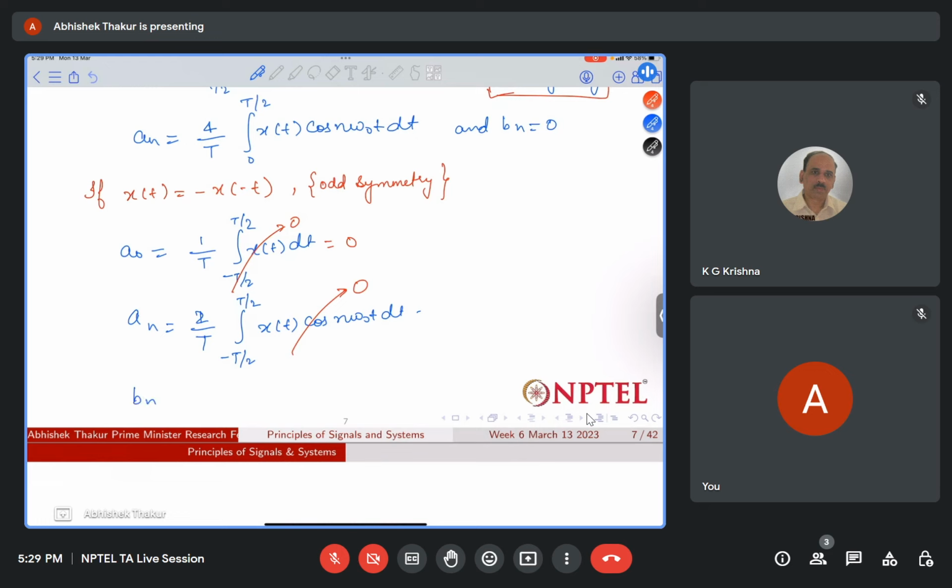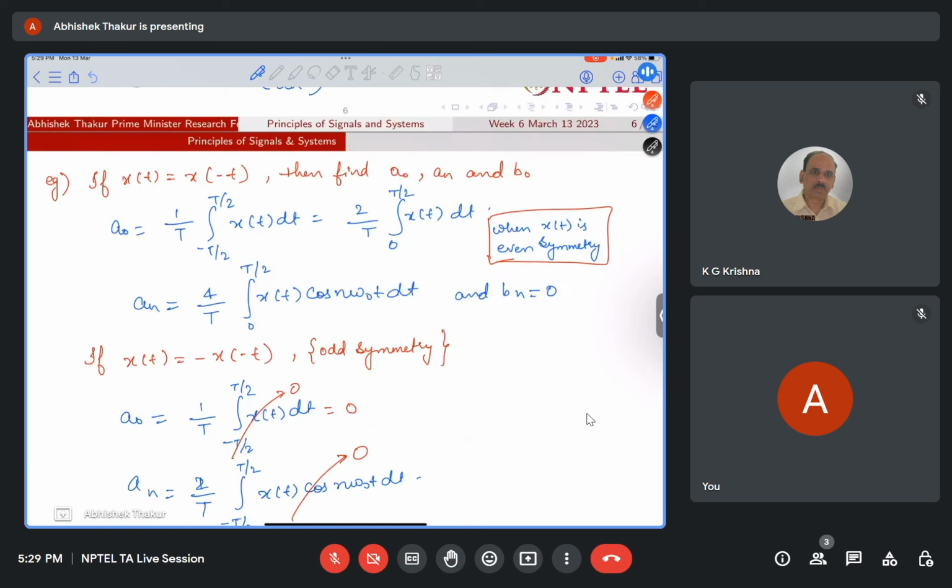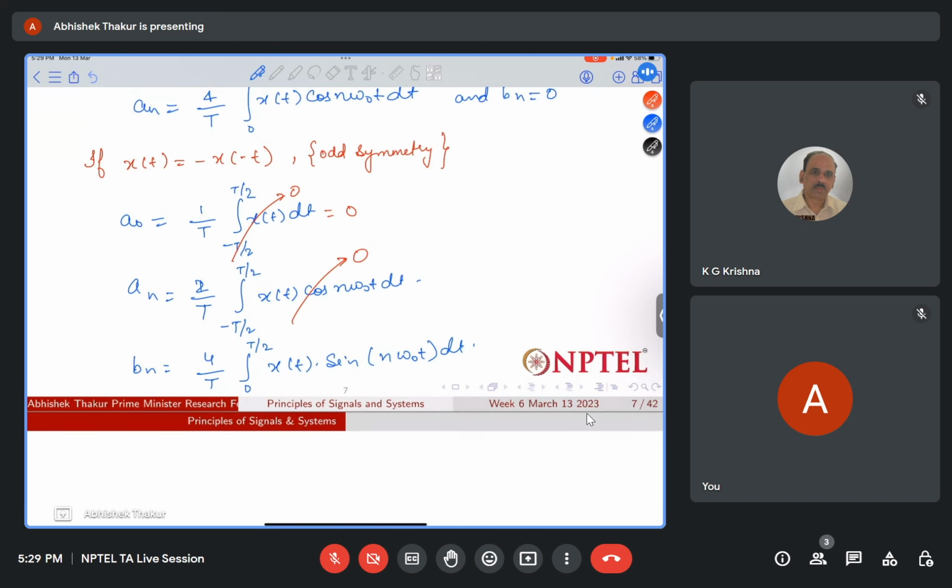So b_n is equal to 4 by T, integral from 0 to T by 2 of x(t) into sine of n omega naught t dt. So in this way the coefficients will reduce: if the signal has even symmetry, then our b_n will be 0. If the signal has odd symmetry, then a naught and a_n will be equal to 0.